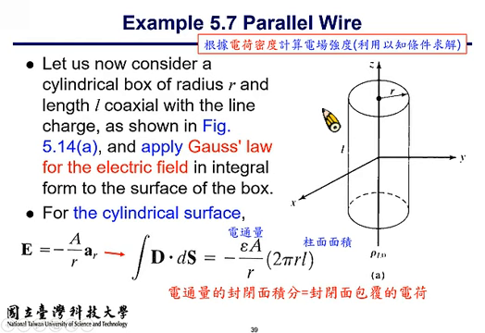And next, let's try to solve for the value of A with some known parameters. The known parameter is what? It is the line charge density on this cylindrical wire.